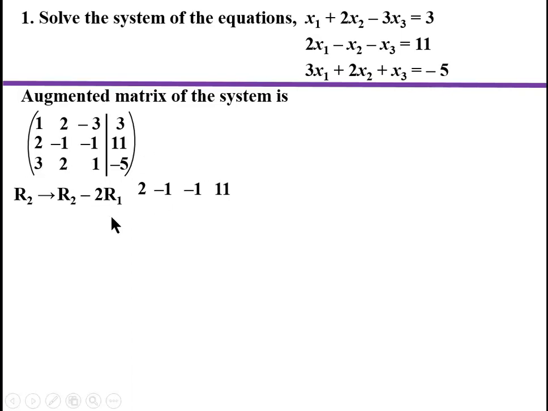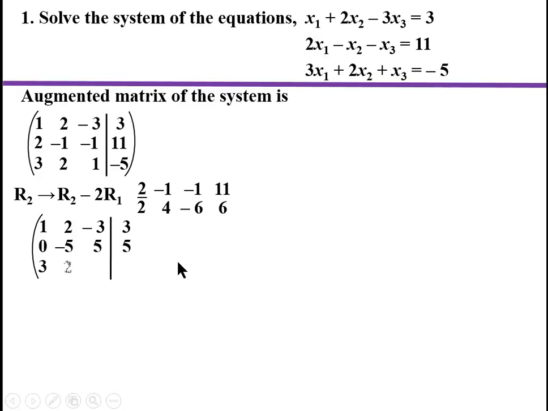So we now multiply row 1 by 2. Multiplying by 2 gives 2, 4, -6, and 6. We subtract. So in our subtraction, we have our new matrix maintaining row 1. Row 2 now becomes 2 minus 2 gives 0, -1 minus 4 gives -5, -1 minus -6 will give us +5, and 11 minus 6 gives 5.